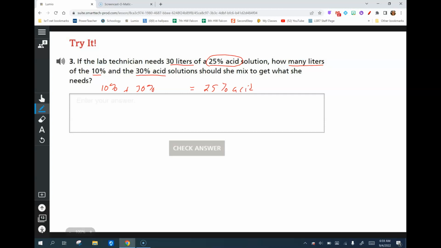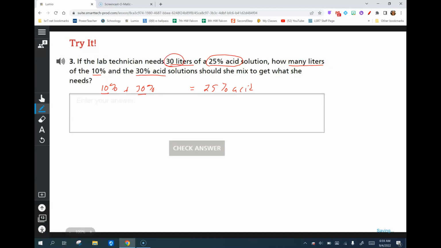So all I'm doing is clarifying what my project is, what my situation is, and I'm going to go from there. So now what we need to understand is that she's going to be mixing the 10% and the 30%. Well, how much do I end up with? Well, I end up with 30 liters.